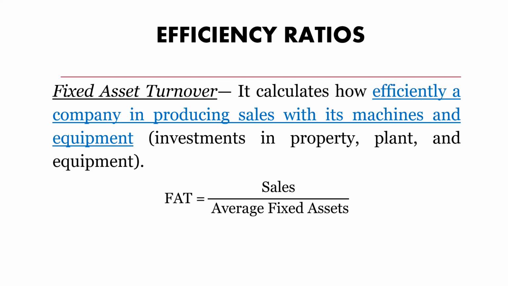The next efficiency ratio is the fixed asset turnover. It calculates how efficiently a company is producing sales with its machines and equipment, which includes investment in property, plant, and equipment. So the formula in finding fixed asset turnover is sales divided by the average fixed assets.